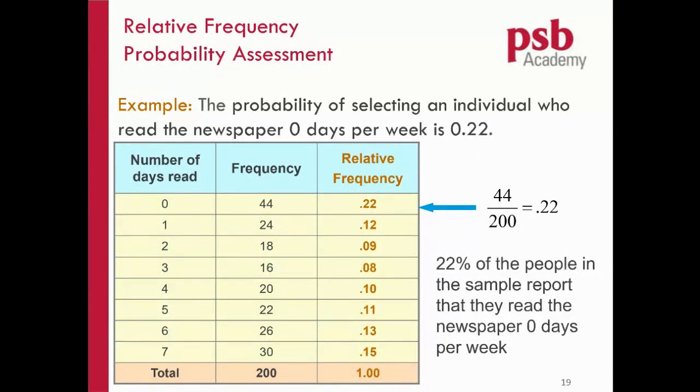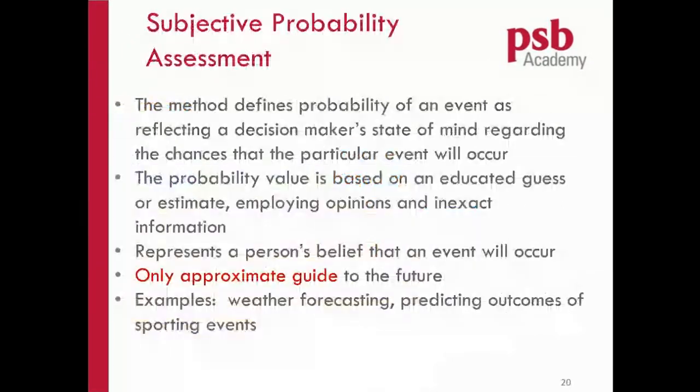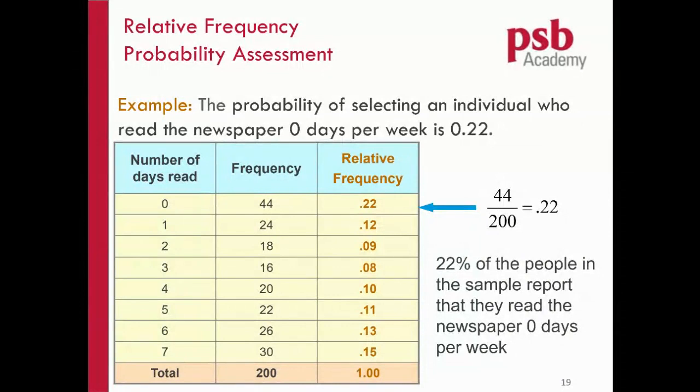Right. So this type of assigning probability is called relative frequency probability assessment. When you need to know something and you cannot know it without doing an experiment, and you can collect data to get your answer, that probability is called relative frequency probability.